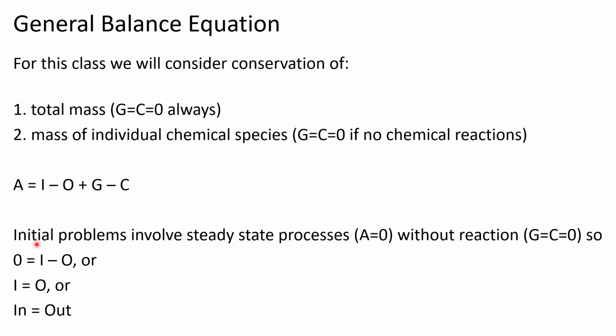Up to this point, all the problems have not involved chemical reactions, and we won't be considering chemical reactions for another week. To reiterate, our initial problems are going to involve steady-state processes for which accumulation is equal to zero, and we won't have chemical reaction occurring, so the generation and consumption terms are zero. So this leads to a reduction of our general conservation principle to one in which 0 is equal to input minus output, or input is equal to output, in is equal to out.